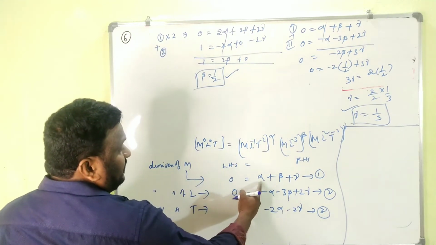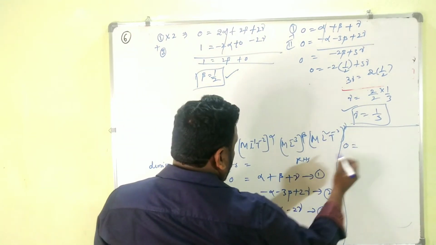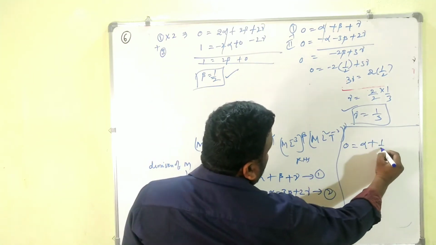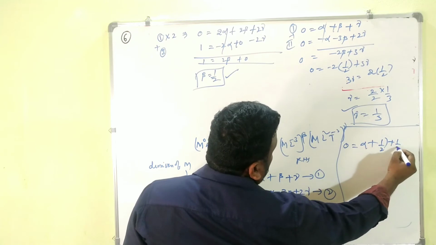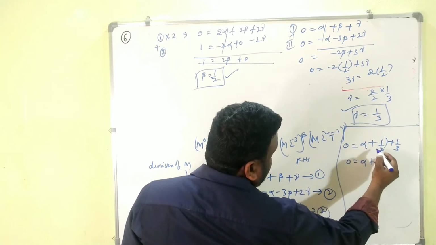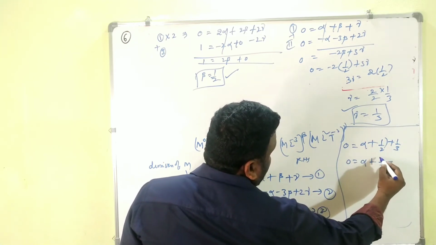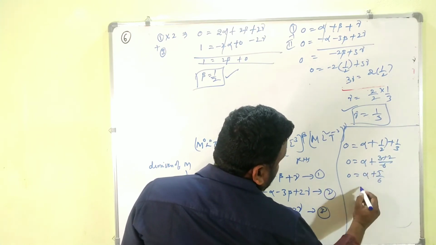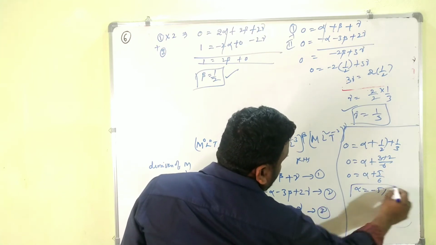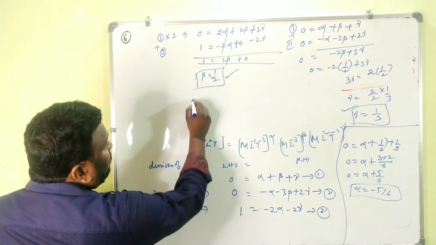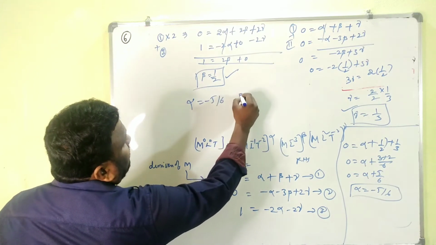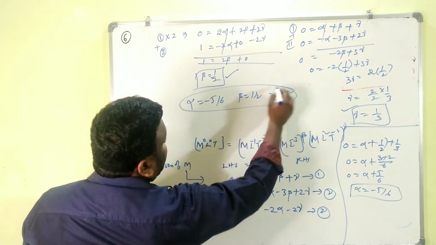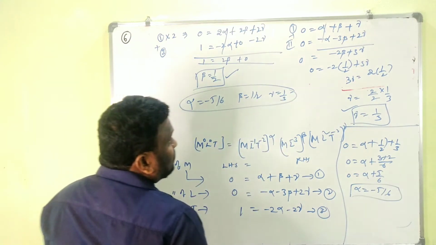So we have to substitute in equation number 1. 0 equals alpha, which we want to find, plus beta, 1 by 2, plus 1 by 3. 0 equals alpha plus 3 by 6 plus 2 by 6, so 0 equals alpha plus 5 by 6. Then alpha equals minus 5 by 6. So in this way we find the alpha value is minus 5 by 6, beta is 1 by 2 and gamma is 1 by 3. So we have to use the principle of homogeneity.